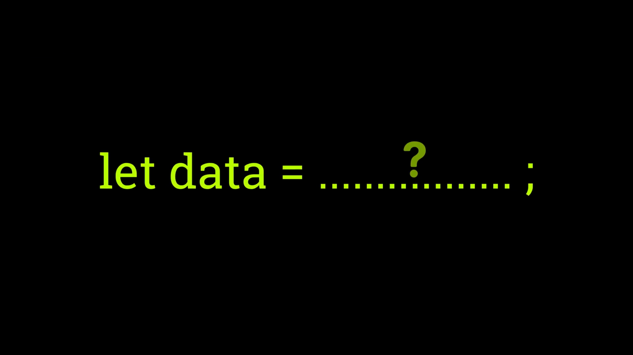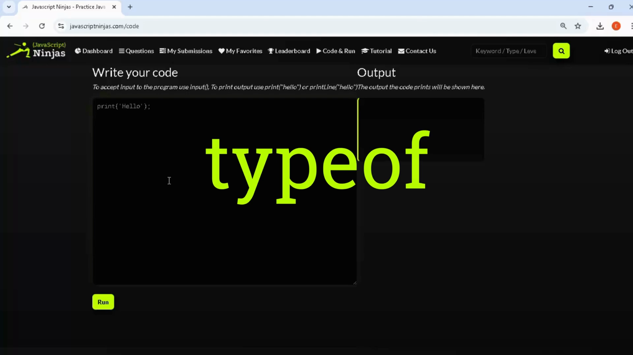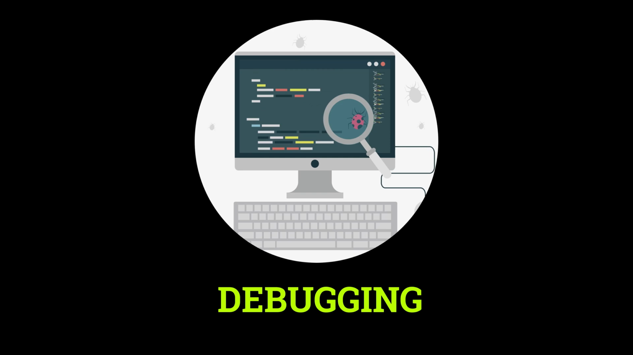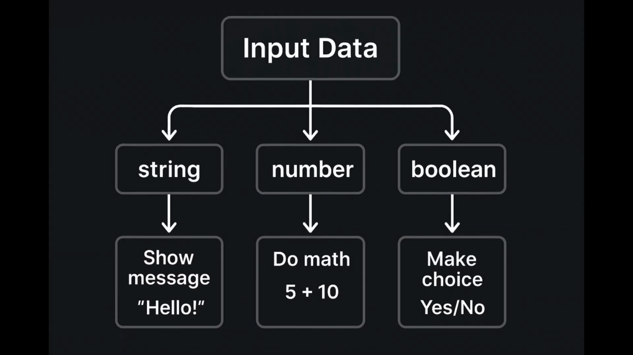You can check what type of value a variable holds using typeof. Notice how each type prints as string, number, or boolean. This is super helpful when debugging or when we want to make decisions based on the type of data.